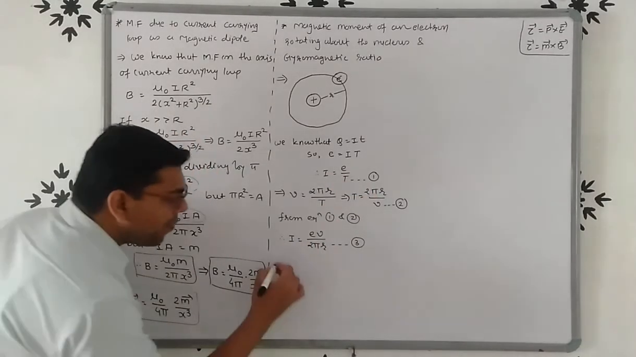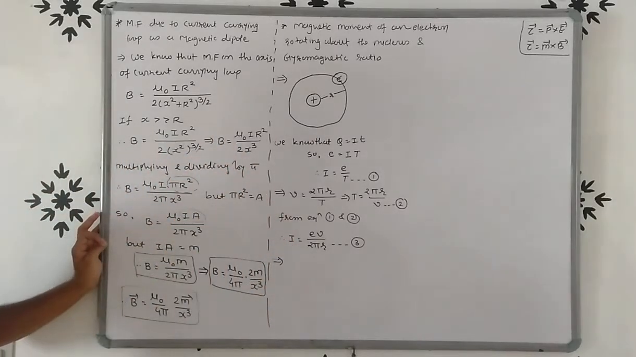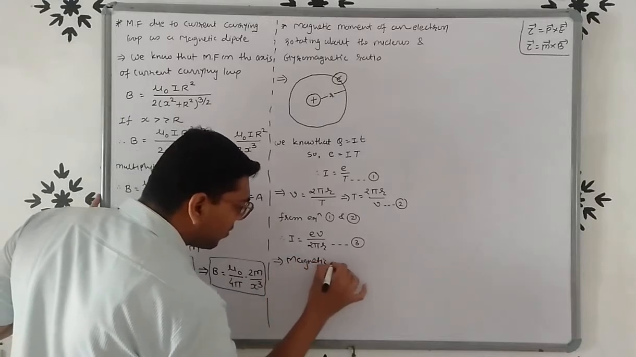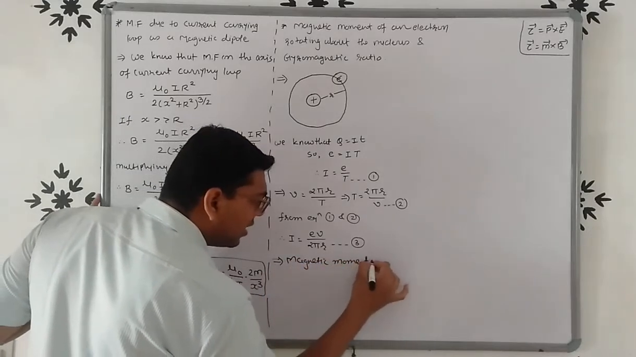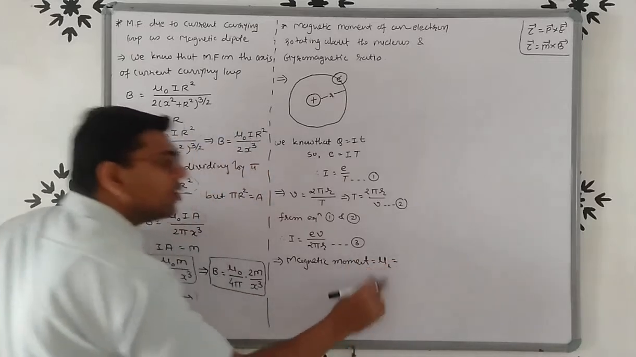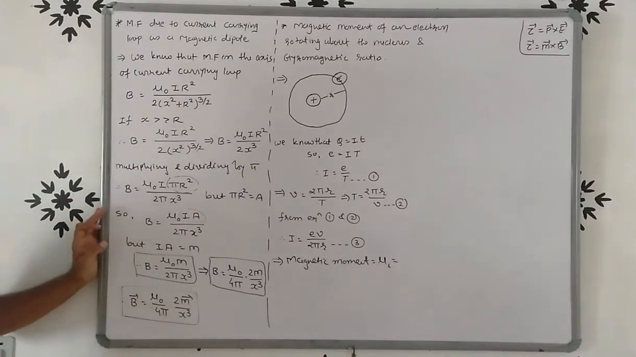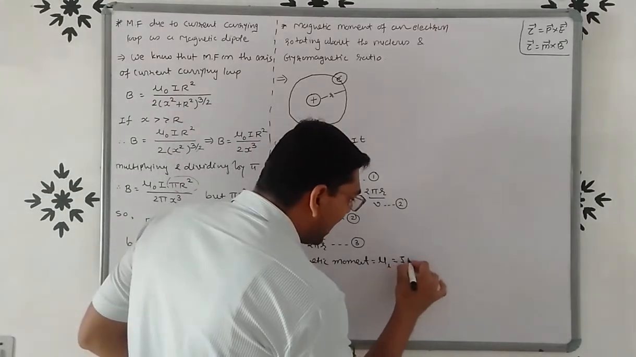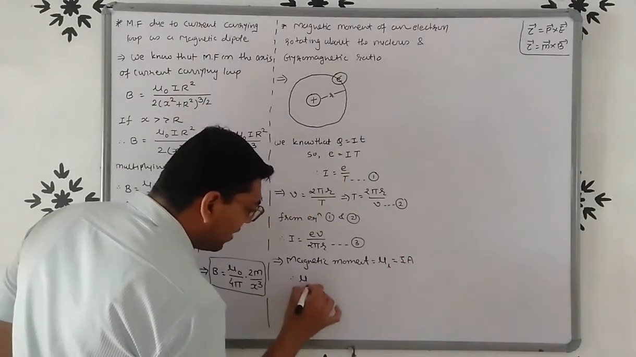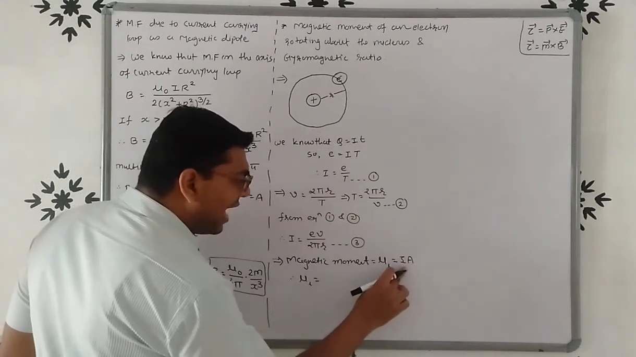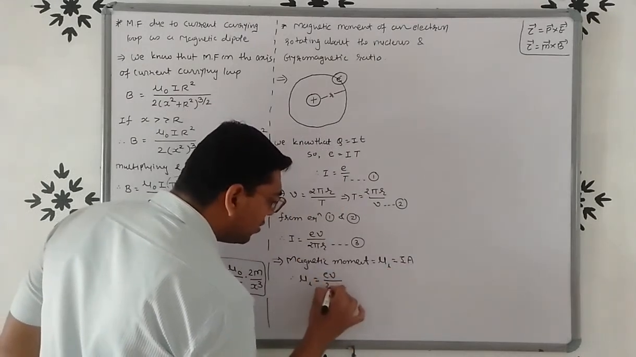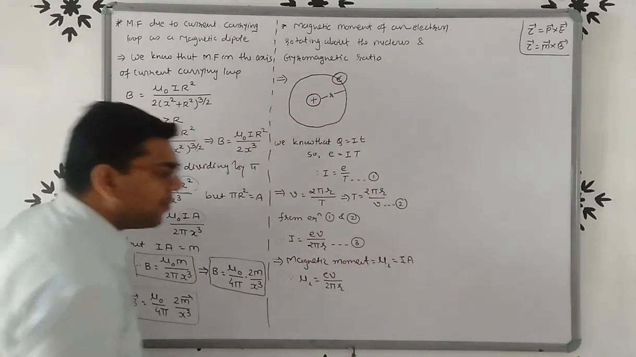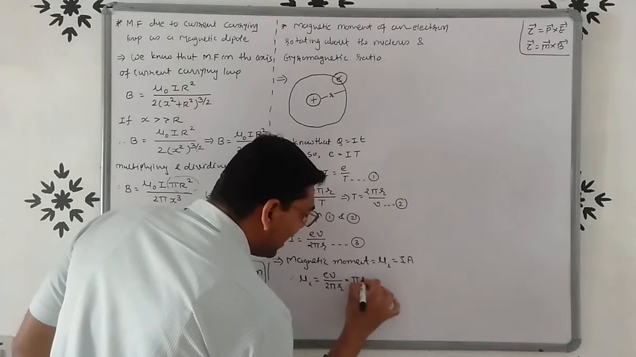Now we have to derive the formula of magnetic moment. So magnetic moment is equal to mu n. Here we denote the magnetic moment of the electron by mu n. So mu n is equal to I A. So mu n is equal to the value of I, that is ev upon 2 pi r, times the area. Here the motion is circular, and we know the area of a circle is pi r square.